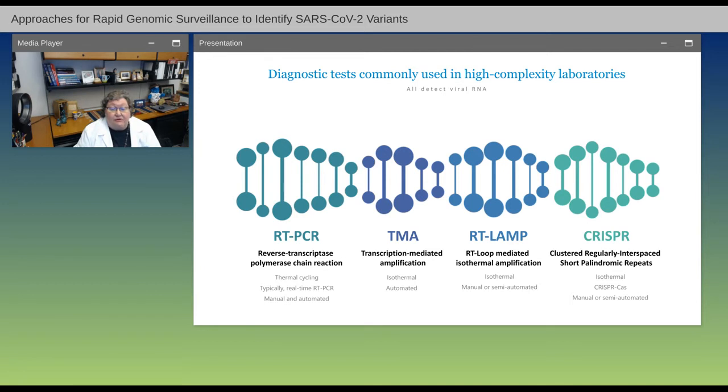The TMA, transcription-mediated amplification, is isothermal and also automated, and takes advantage of fluorescence in the form of RLUs, or relative light units. The RT-LAMP is loop-mediated amplification for RNA viruses. It is isothermal. It can be manual or semi-automated. And then the CRISPR, or CRISPR-Cas as some people call it, the clustered regularly interspaced short palindromic repeats, is manual or semi-automated, also isothermal.